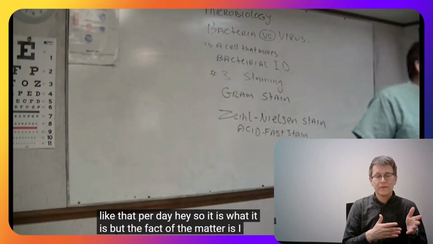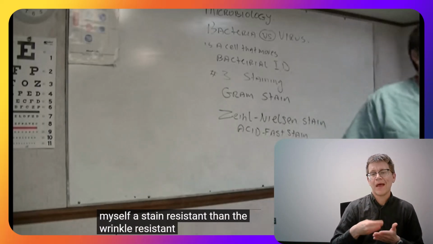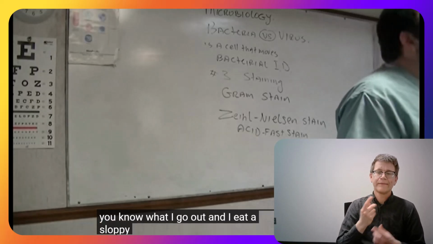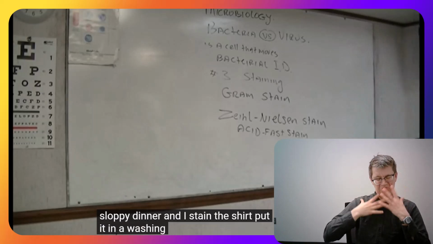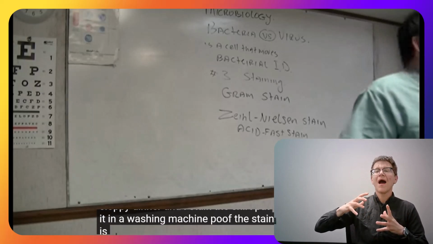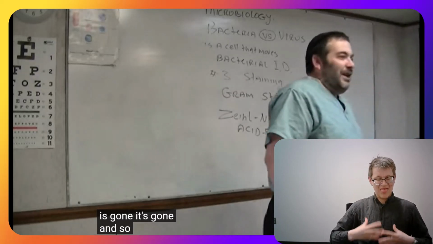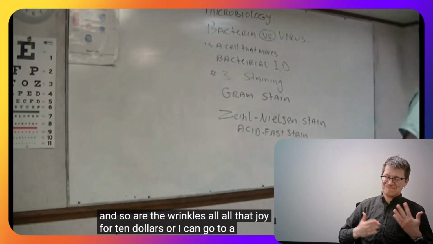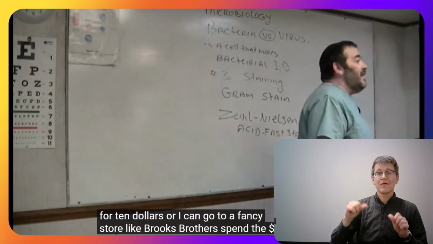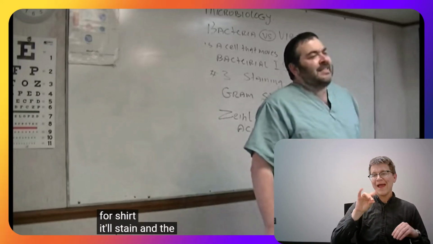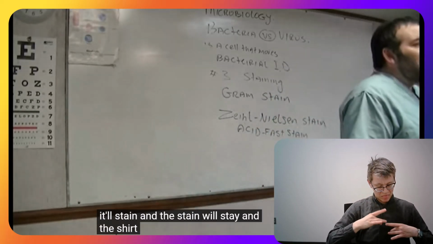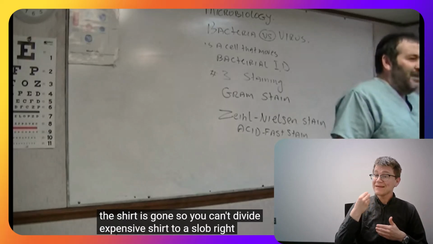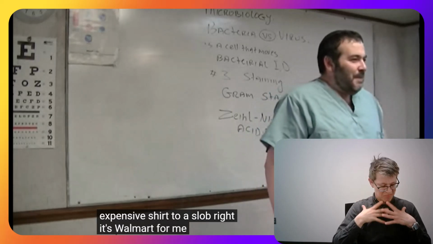But the fact of the matter is, I get myself a stain-resistant and wrinkle-resistant shirt from Walmart. And you know what? I go out and I eat a sloppy dinner and I stain the shirt, put it in the washing machine, poof! The stain is gone. And so are the wrinkles. All that joy for $10. Or I can go to a fancy store like Brooks Brothers, spend $80 for a shirt. It'll stain, and the stain will stay. And the shirt is gone. So you can't buy an expensive shirt for a slob, right? It's Walmart for me.